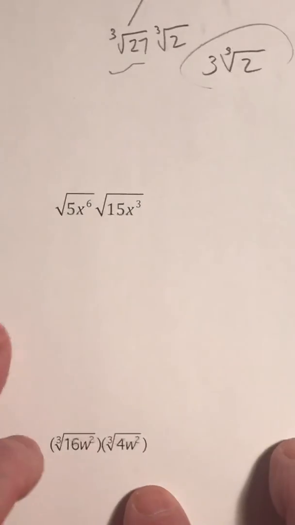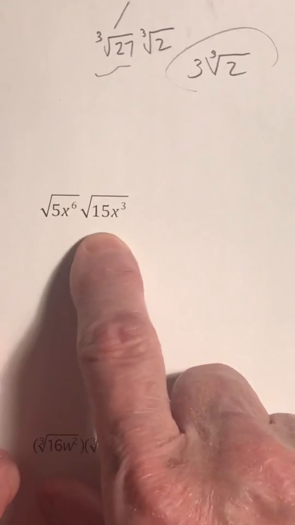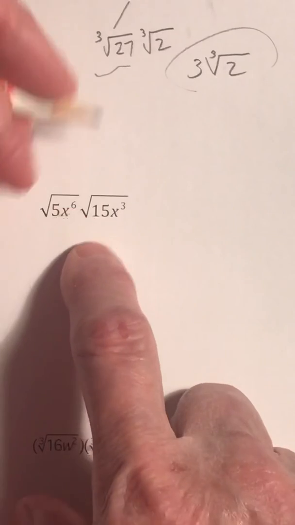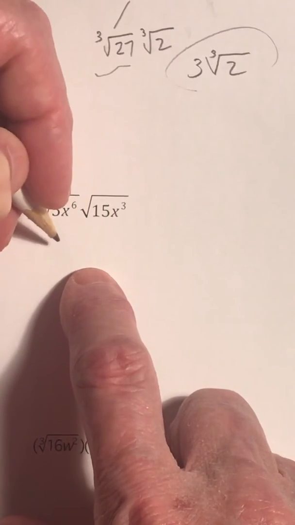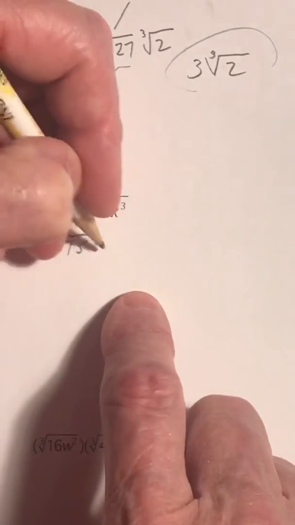Slide over here. Neither number is a perfect square. Okay, square root again. But I'll do 5 times 15. 5 times 15, I get 75. Let me combine the x's together.